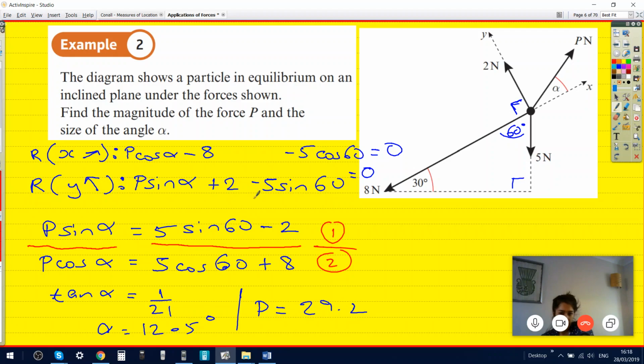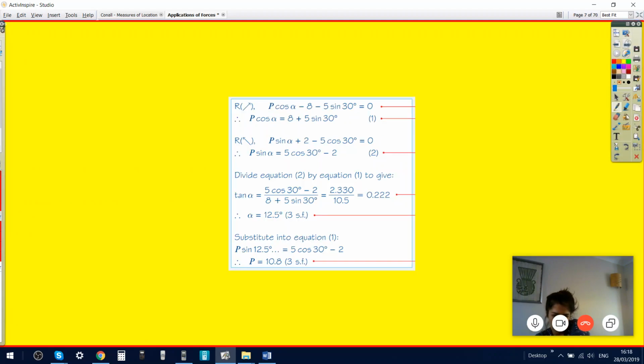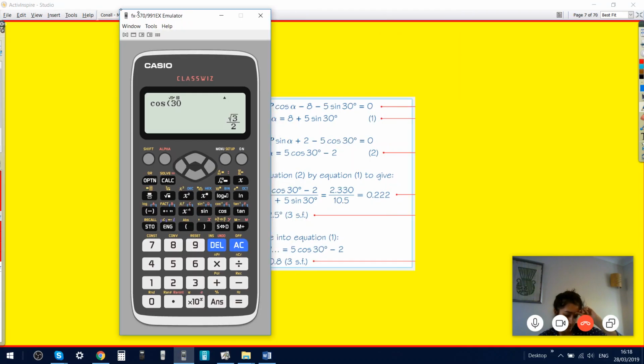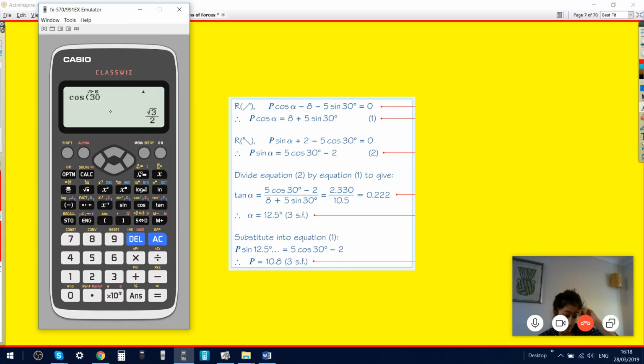That's exactly what I just did. I put it into that equation. Why am I getting 12? P sine 12.5 equals 5 cos 30. Let me try it again. 5 sine 60 and 5 cos 30 are the same thing. Yeah. I just tested it for my own sanity. I'm going to do it their way. I did it that way. I just didn't really get it.